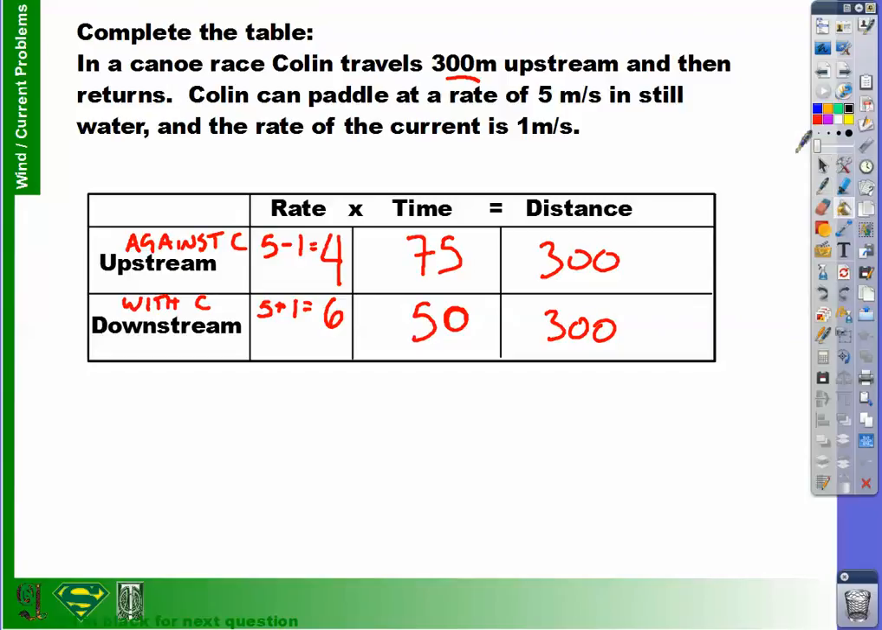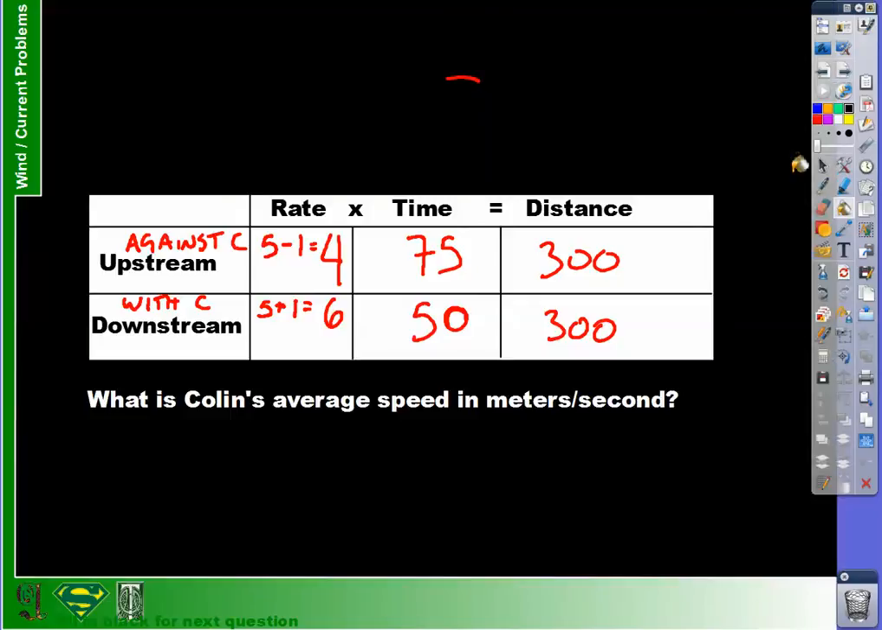And here is why. We can now find Colin's average speed in meters per second really easily. So let's go ahead and do it. So find average speed. We are going to have to know how far he went, so we need to know his distance. And his total distance is 300 plus 300, so that's 600. And we need to know his total time. So add up his total time, and he gets 125 seconds.